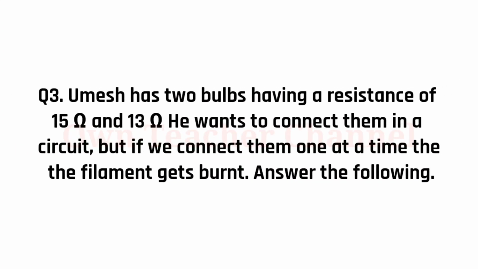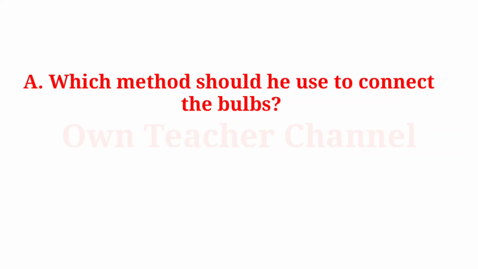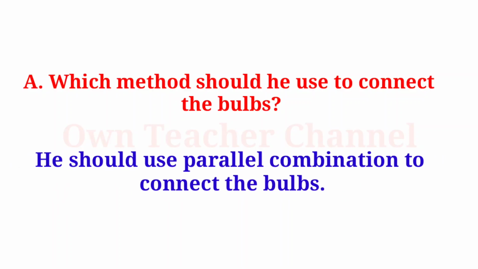Question 3. Umesh has two bulbs having a resistance of 15 ohm and 30 ohm. He wants to connect them in a circuit, but if we connect them one at a time, the filament gets burned. Answer the following. A. Which method should he use to connect the bulbs? He should use parallel combination to connect the bulbs.